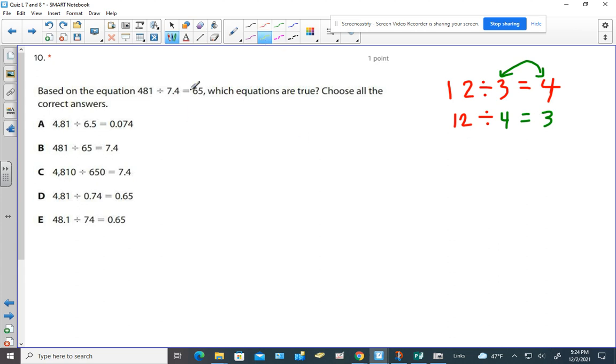So what we need to look for is an option that has this reversed. In other words, the 7 and 4/10 in the quotient position and the 65 in the divisor position, keeping this number the same. If that's a choice, then you should go ahead and pick that. Now, you do have to pick more than one, so let's talk about another strategy that you might use to find the one that would be correct.